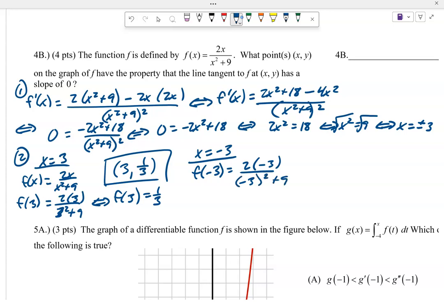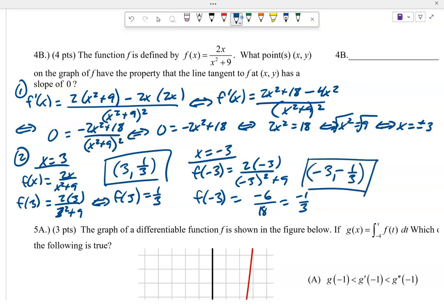And I get f of negative 3 equals negative 6 over 9 plus 9, which is 18. So I get negative 1/3. So negative 3, negative 1/3. There's our 2 points: 3, 1/3 and negative 3, negative a third.